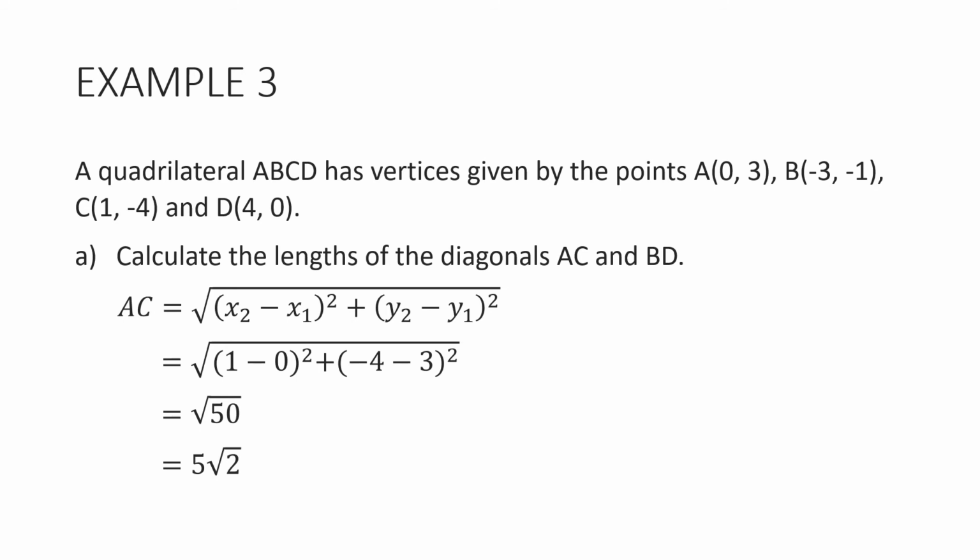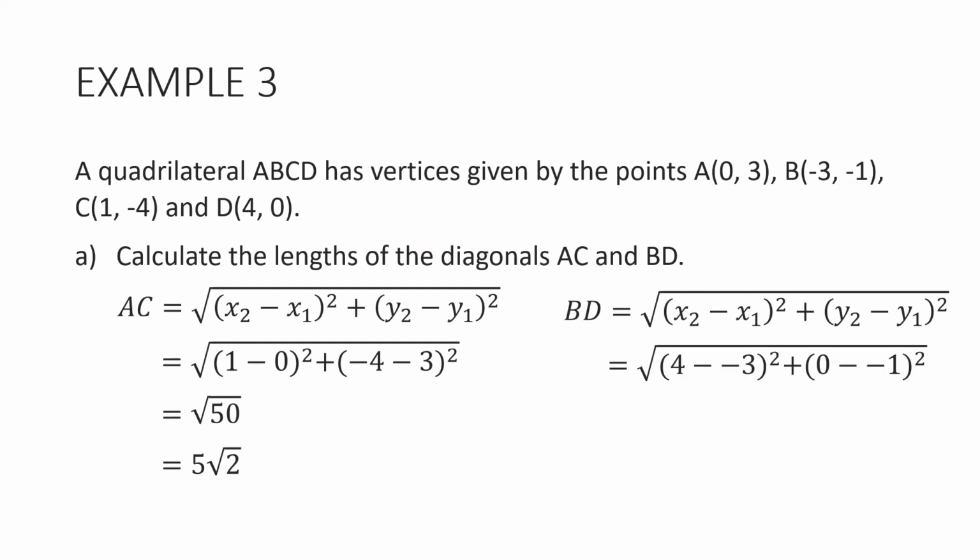Now let's work out the length of the diagonal BD. Start with the formula. It's these 2 points here. So x2 is 4. So 4 take away -3 all squared plus 0 take away -1 all squared. Be careful with all of those negatives. These are all going to become pluses. So this is 7 squared, which is 49, and 1 squared. So that's going to give us a square root of 50, which is equal to 5√2.